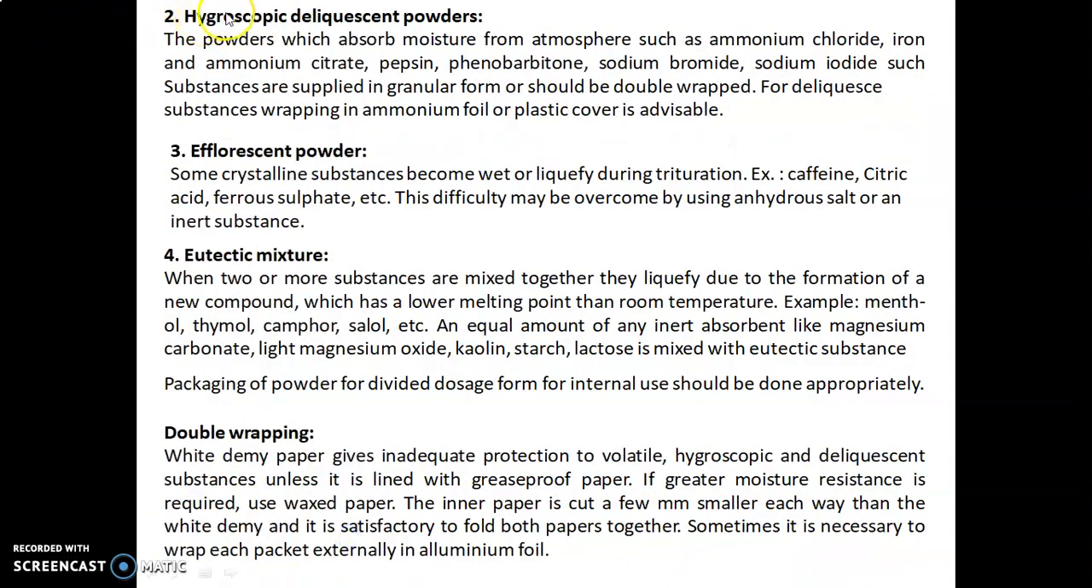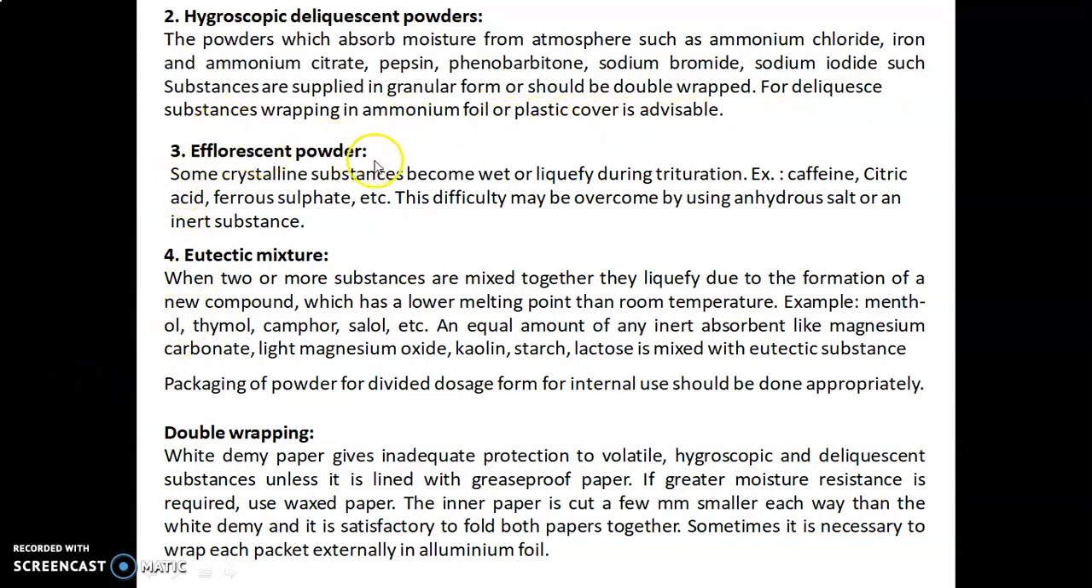Then the second one, for hygroscopic and deliquescent powders, the powders which absorb moisture from the atmosphere such as ammonium chloride, iron and ammonium citrate, pepsin, phenobarbitone, sodium bromide, sodium iodide. Such substances are supplied in the granular form or should be double wrapped. For deliquescent substances, wrapping in aluminium foil or plastic cover is advisable.